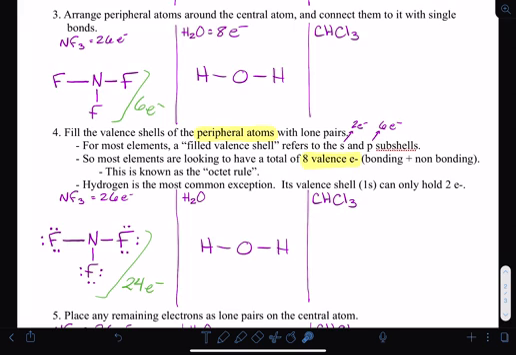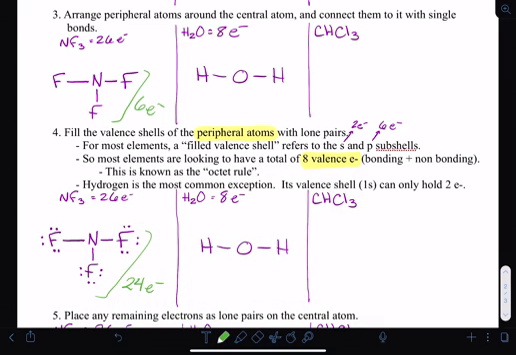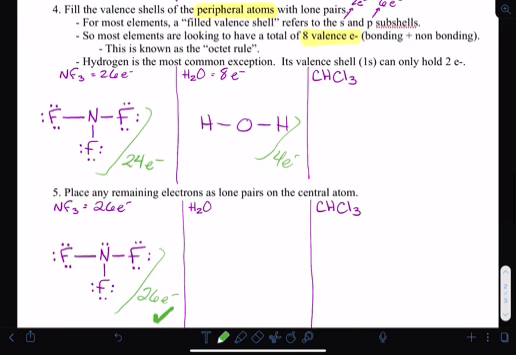So our peripheral atoms already have filled valence shells here. We actually don't need to add anything else to them. So just for consistency here, this structure has 4 electrons so far, still 4 electrons at this stage since we haven't changed anything. We're looking to get to 8, so we will need to put 4 somewhere.